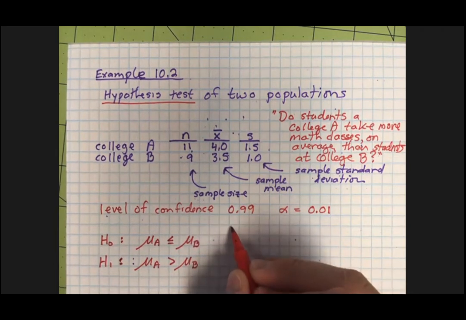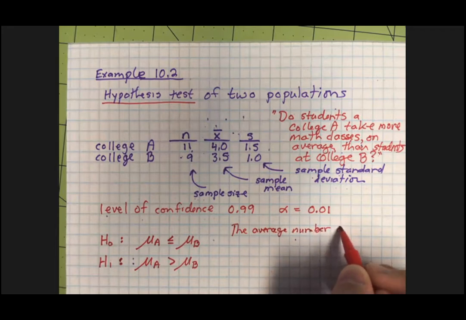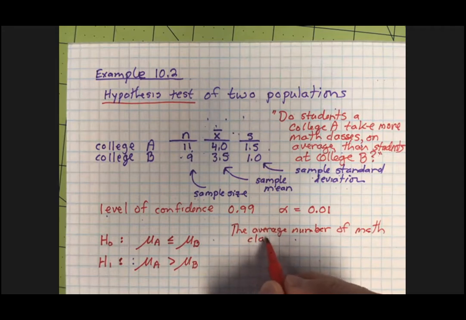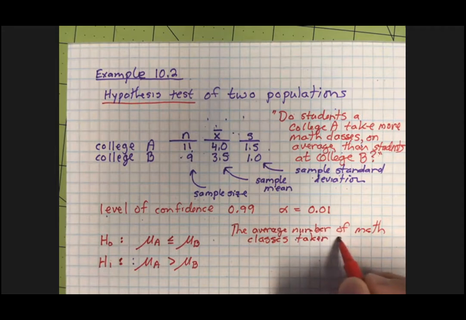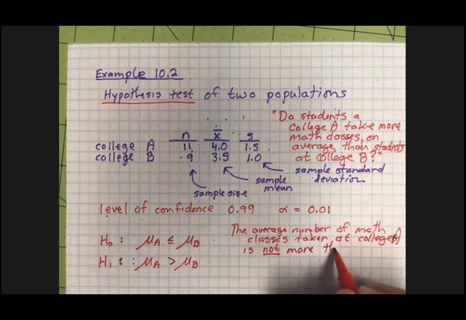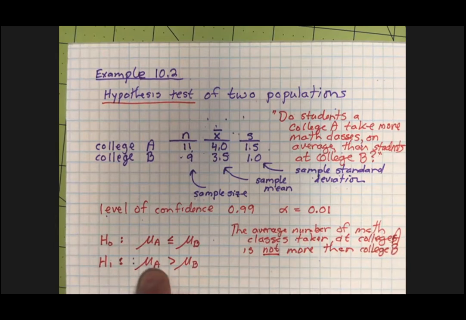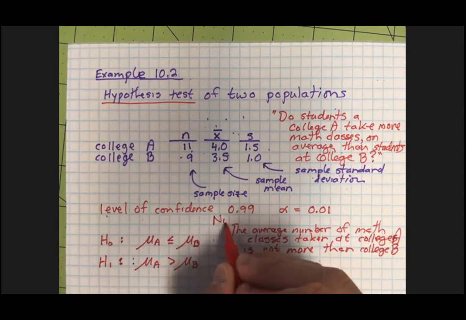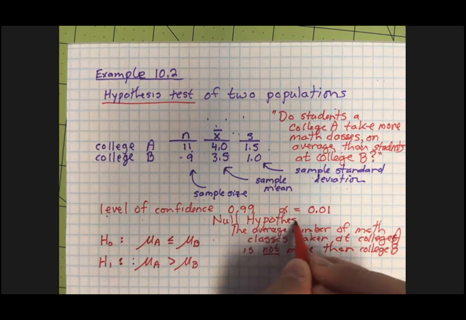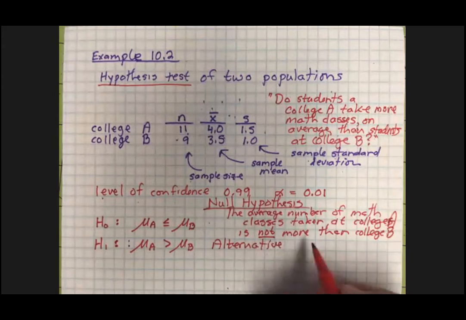So what is our hypothesis in English? The average number of math classes taken at college A is not more than at college B. If I want to make the claim that it is more, then I'm going to have to bring some significant evidence. This is my null hypothesis. This is my alternative hypothesis. I'm suspicious. Maybe the average number of math classes is more.